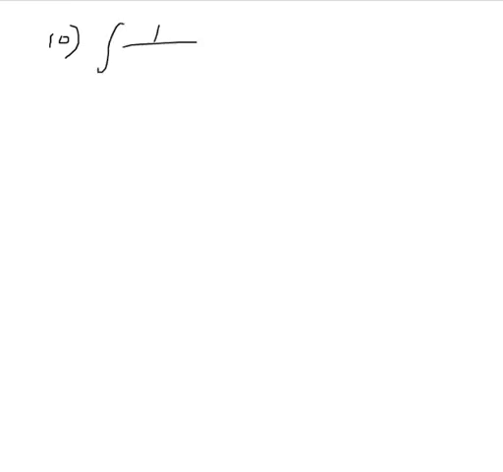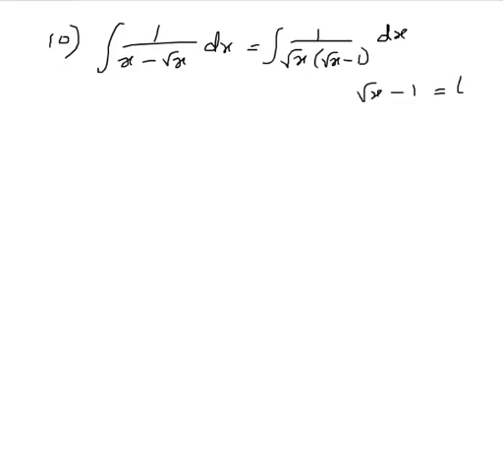Question number 10. We will take root x common. So we get √x − 1. We will substitute either √x as t or √x − 1 as t. Differentiate. Root x is x raised to half, so differentiation becomes half x raised to half minus 1. Half minus 1 is minus half. Differential of 1 is 0. dx is dt. This is 1 by root x dx, taking 2 to the other side.